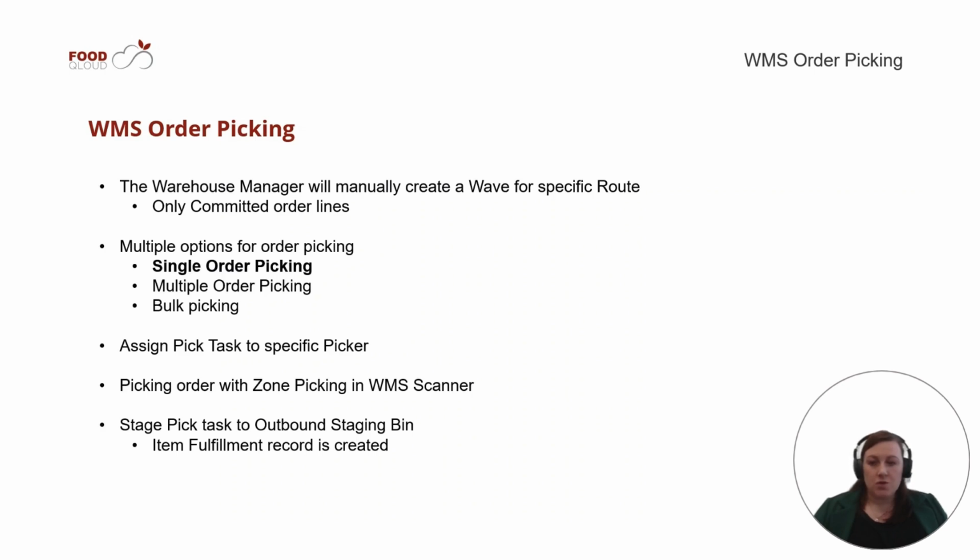There is also an option to do the multiple order picking or bulk picking, and we will cover these options in another webinar. We can assign the pick task to a specific picker in a specific zone, for example, the dry zone, the cold storage, or the fridge. The picker will start picking on his scanner and select the zone where he is in. He starts the pick process, and when he is done picking, he will set all the items to the outbound staging bin that is related to the route he is picking for. When the pick task is done, an item fulfillment record will be created in NetSuite. You can find this under the related records on your sales order.